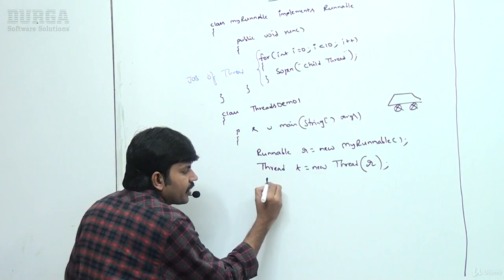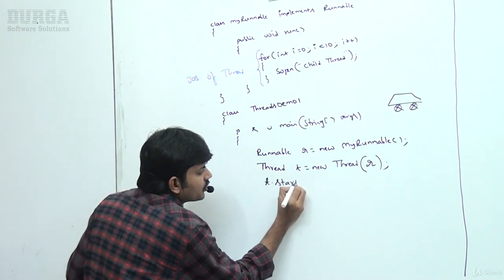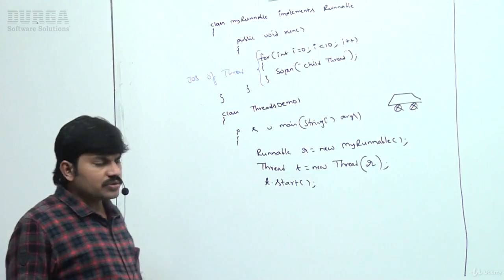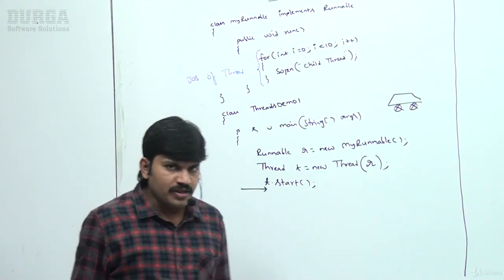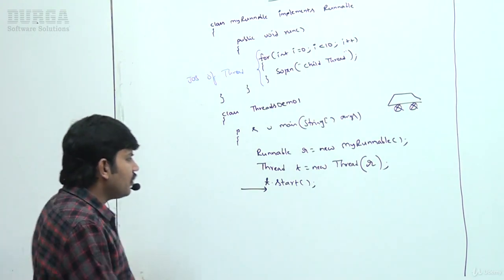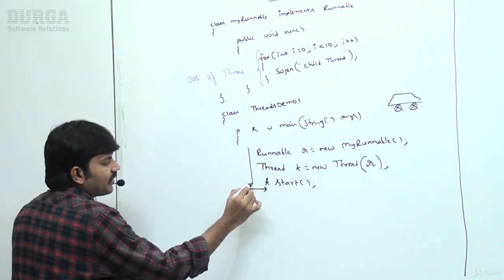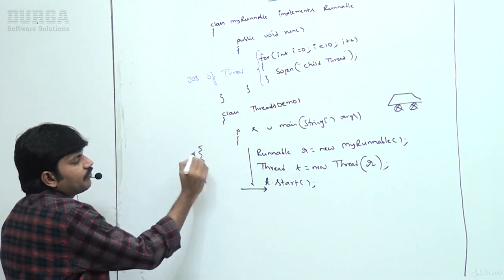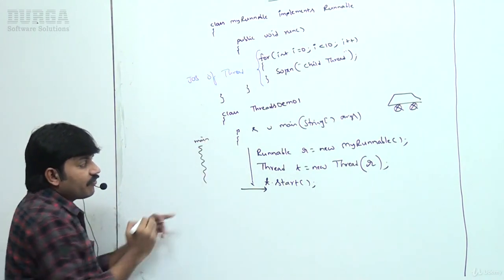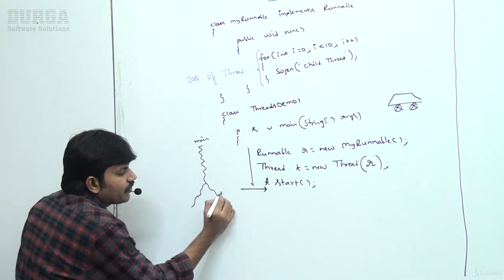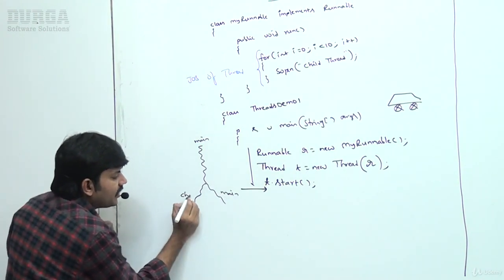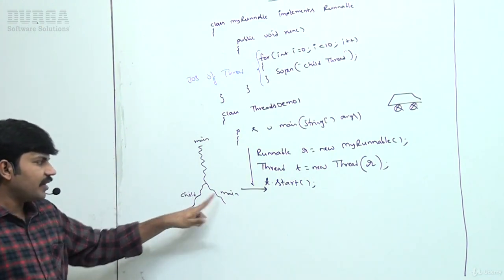Now how can I start it? t.start(), right? If I use t.start(), can you please tell at this point of time how many threads are there, sir? Two threads. Up to this point only the main thread was there. But whenever we use t.start(), by default two threads will be there: the main thread as it is and a child thread.